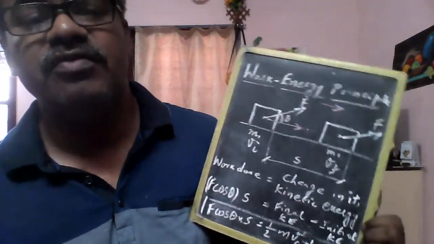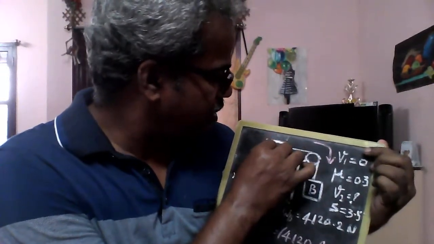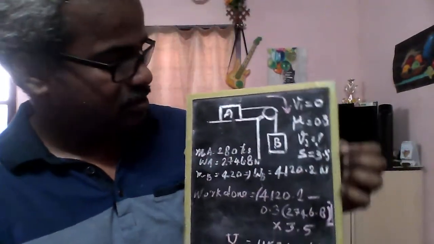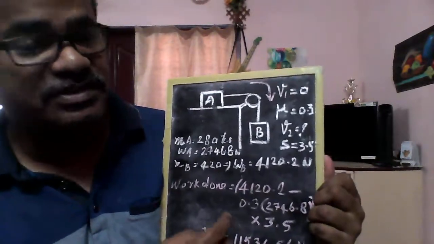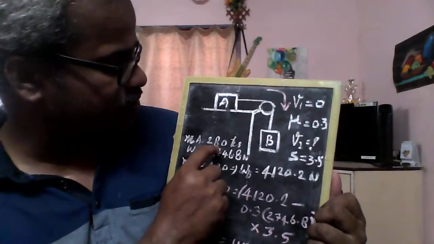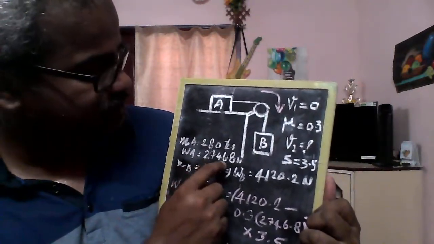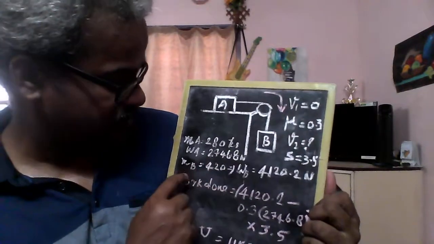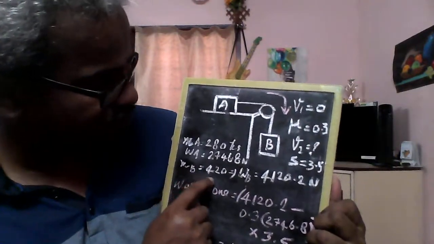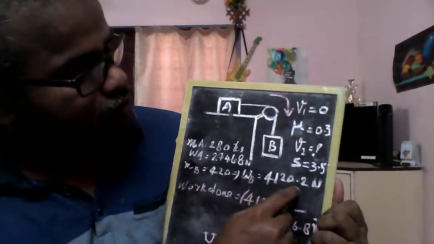Using this we will try to solve one simple problem. I have a block A and B tied with a string through a frictionless pulley. Block A has a mass of 280 kg, so its weight will be 2746.8 newtons. Block B has a mass of 420 kg and its weight will be 4120.2 newtons.